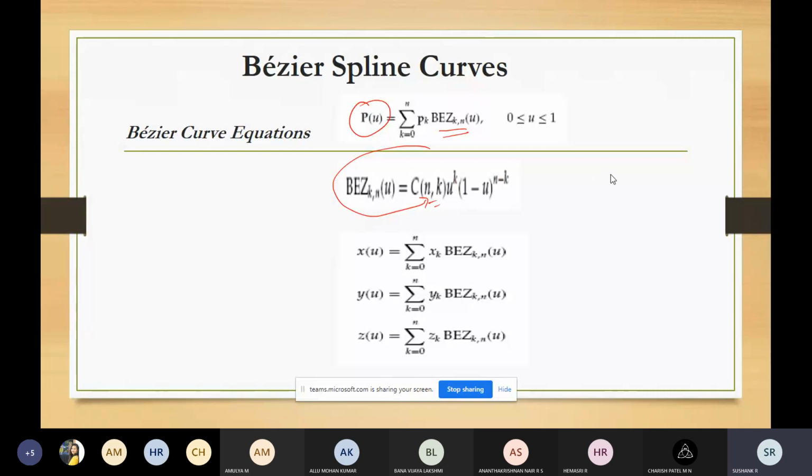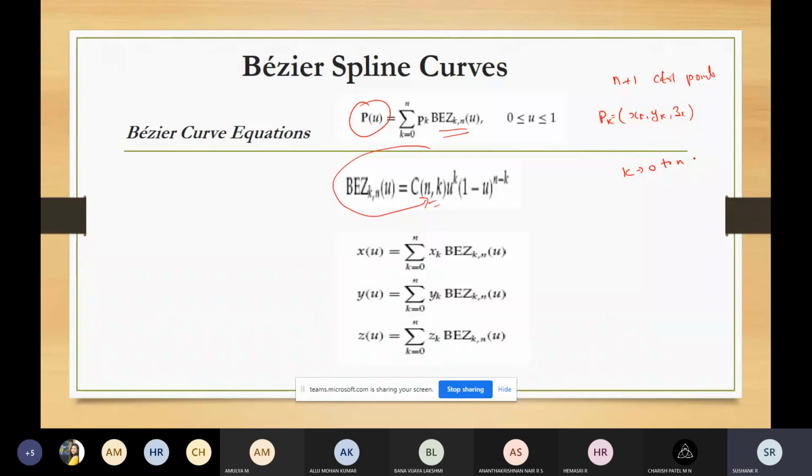First thing, if we have n plus 1 control points, or n plus 1 control point positions, that will be denoted by Pk, which is given by xk, yk, zk, the coordinate positions, where the value of k varies from 0 to n.